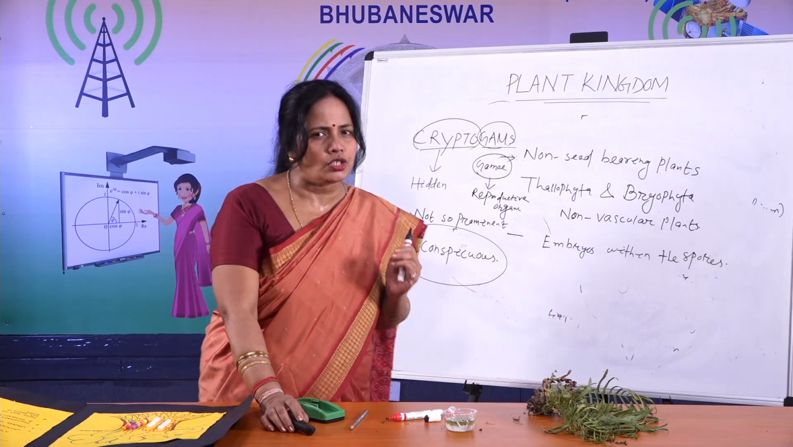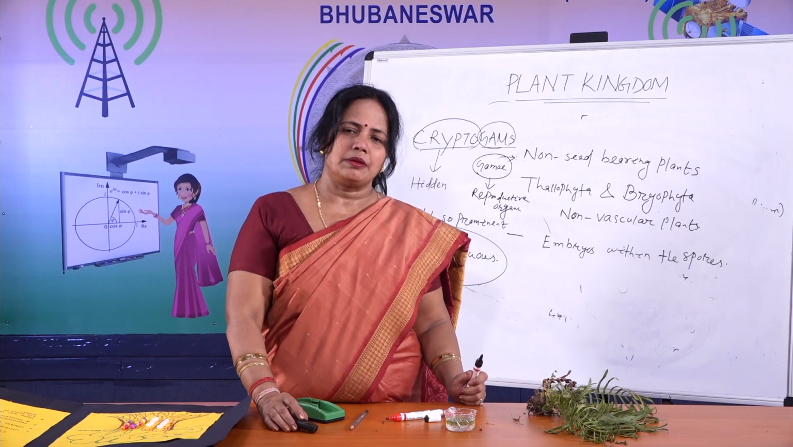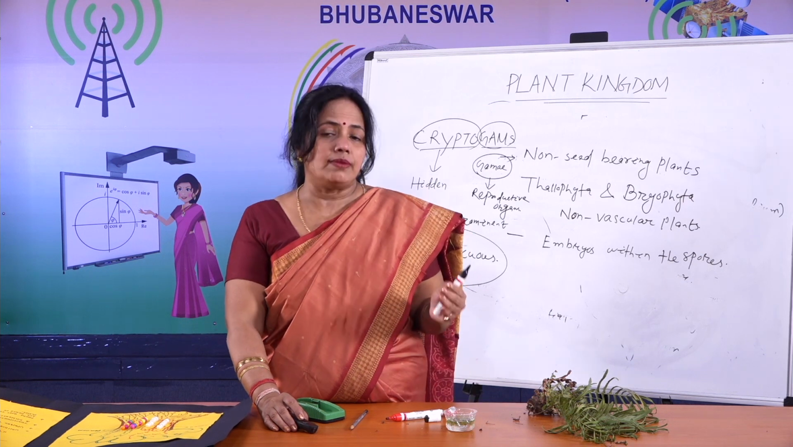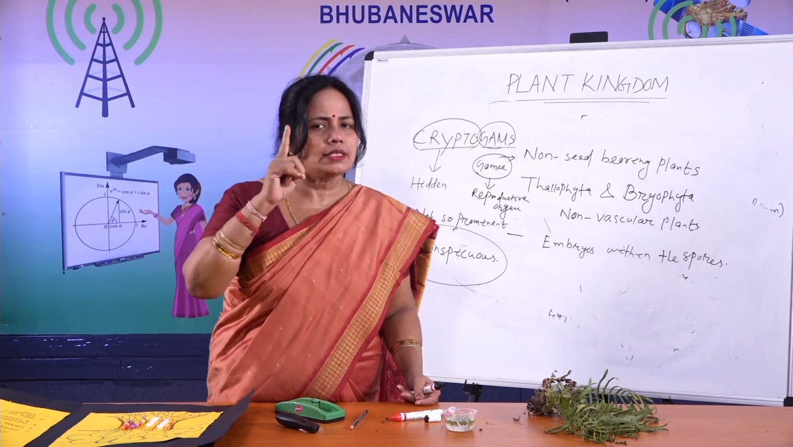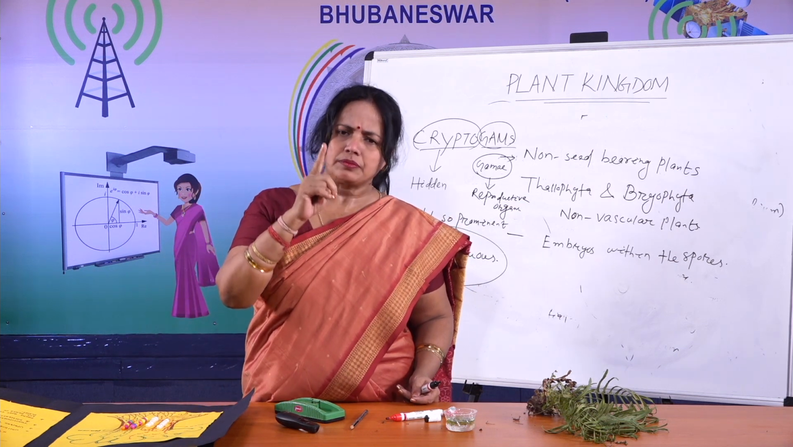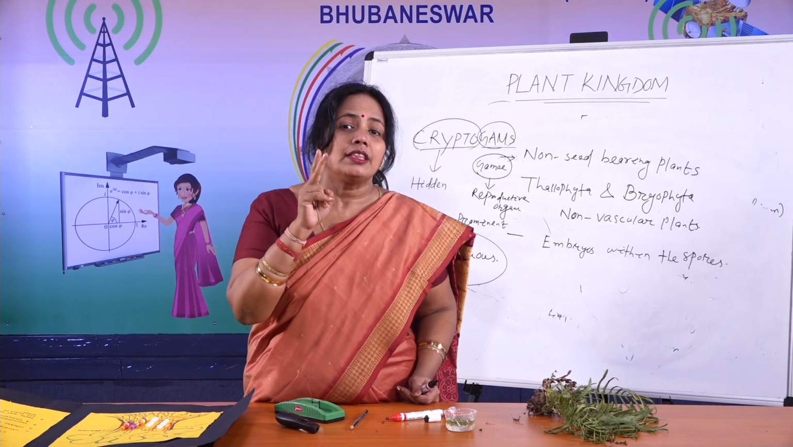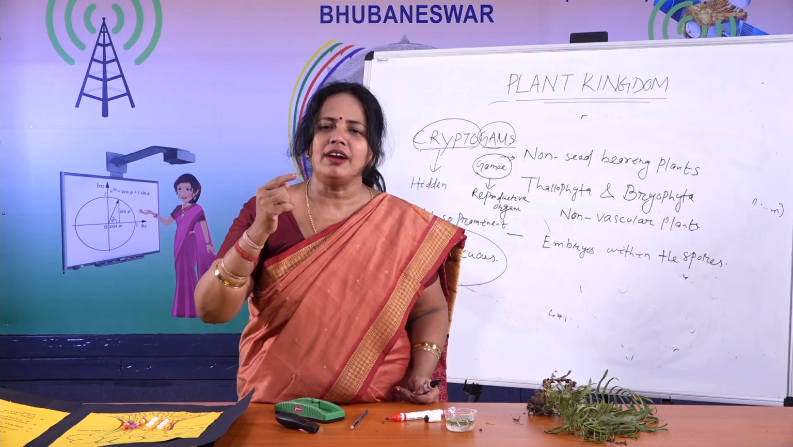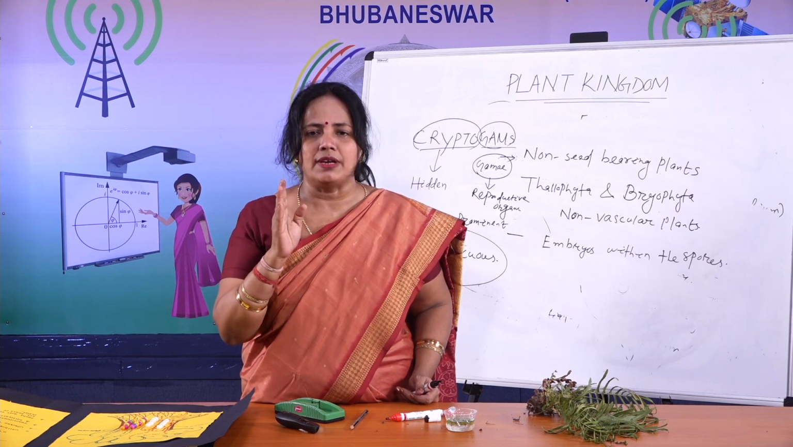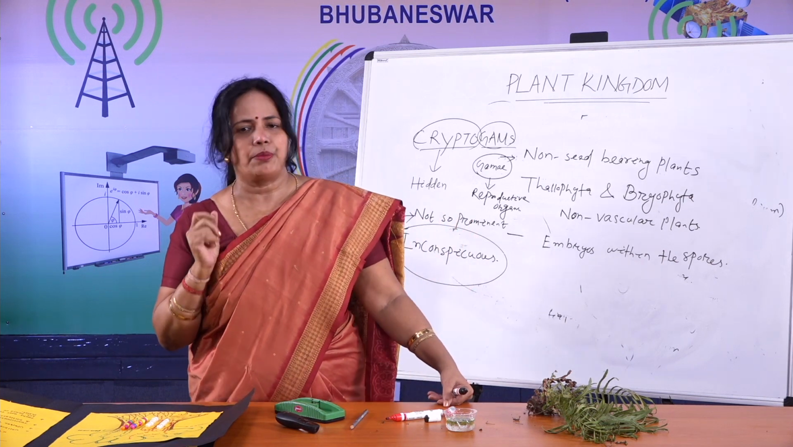Now, let's proceed to the next question. How can you say that the pteridophytes are more advanced than bryophytes? Pteridophytes are more advanced. Why? Because the pteridophytes have two important features, right? One is vascular tissues, the presence of conducting tissues, xylem and phloem. And the other is the presence of complete differentiation, that is true root, stem and leaves. That's why they are more advanced. These two features are not found in bryophytes.